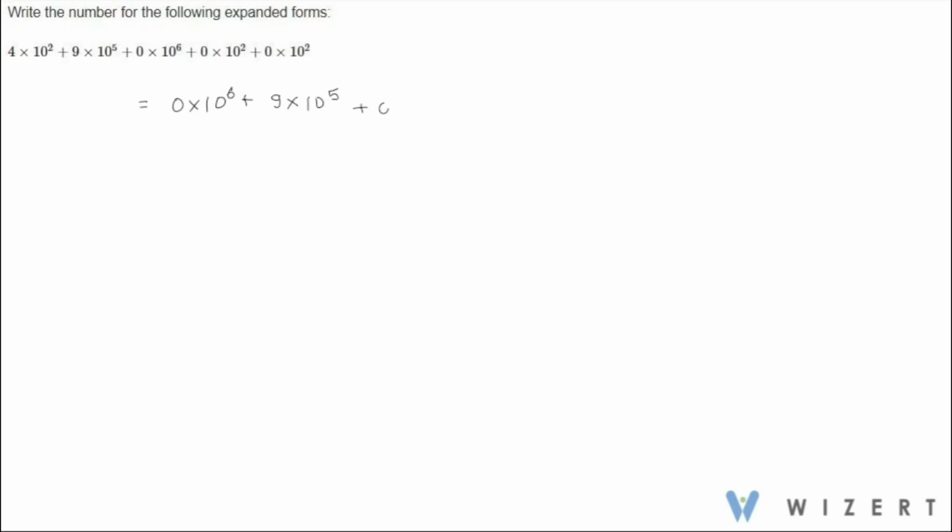So 0 into 10 to the power 2 plus 0 into 10 to the power 2 plus 4 into 10 to the power 2. Now this and this and this, these three are going to be 0. So we have this equal to 0 plus 9,000,000 plus 0 plus 0 plus 400. So 9,00400. This is the answer.